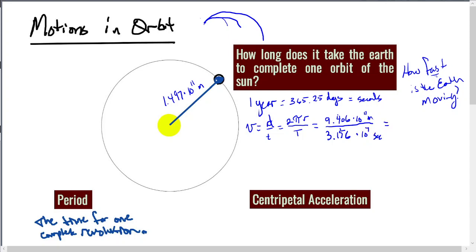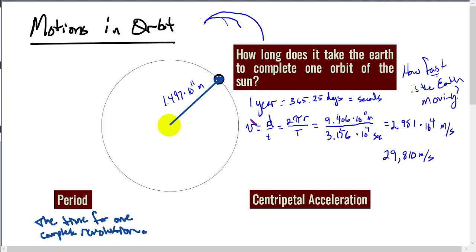And that winds up being 2.981 times 10 to the 4th meters per second, or 29,810 meters per second, or about 30 kilometers per second around the sun. We're traveling 30 kilometers a second all the way around the sun. That's quite fast.